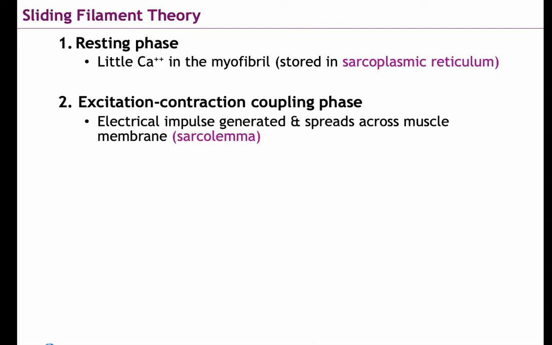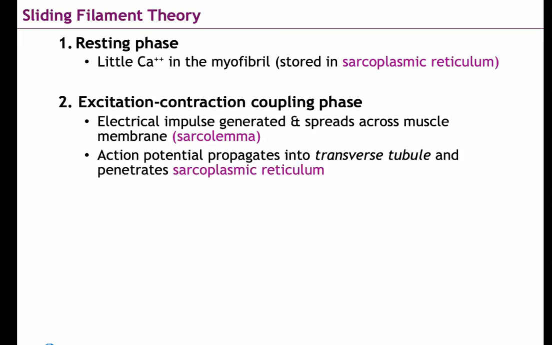It spreads across the sarcolemma, and then the action potential will propagate into the transverse tubules and penetrate the sarcoplasmic reticulum. Remember, we said a transverse tubule is a little invagination or a little tunnel inside the muscle fiber, and that's where the action potential propagates, or dives down into. And when it does this, it penetrates the sarcoplasmic reticulum. We know this is where all the calcium is stored.